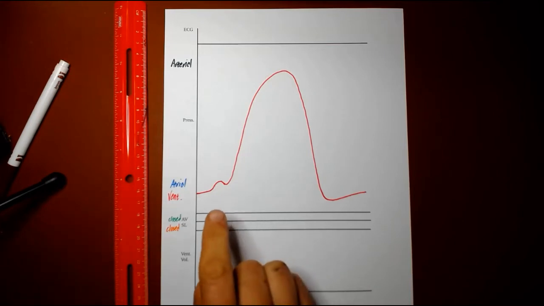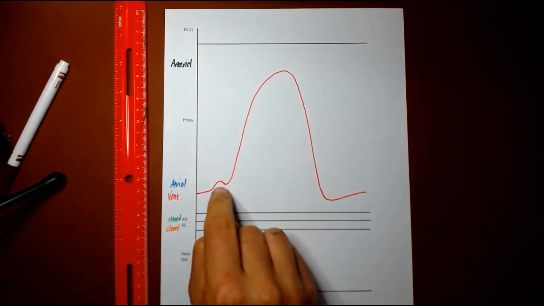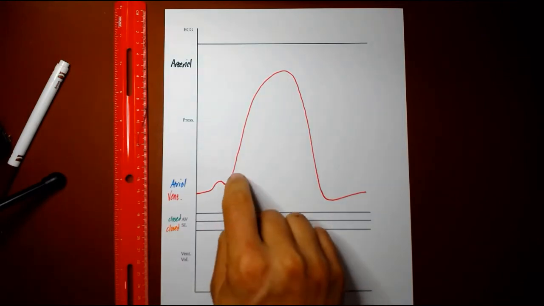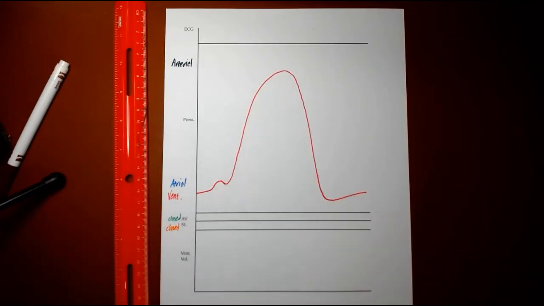Now, once you've done that, you can already identify a few things. This is going to be atrial systole. That's where the atrial blood is going to be coming into the ventricles. And this is mostly going to be ventricular ejection.